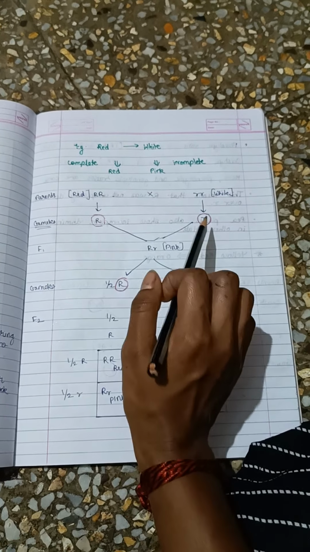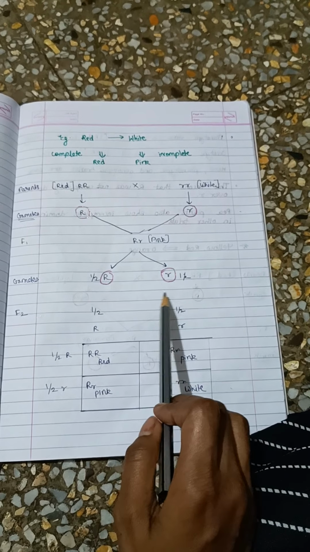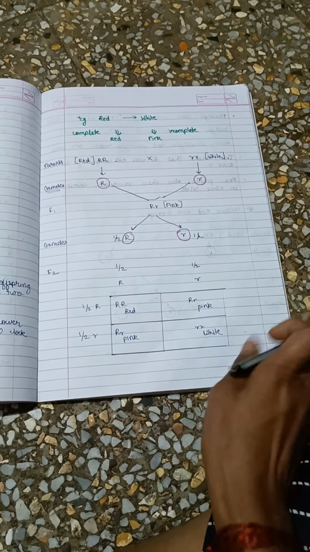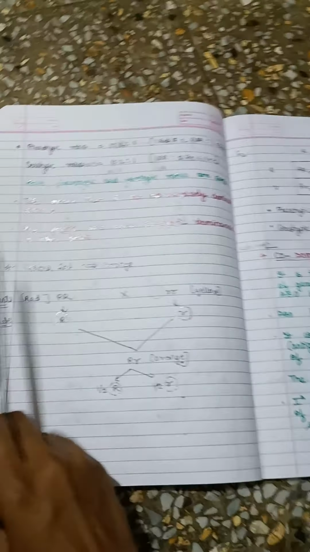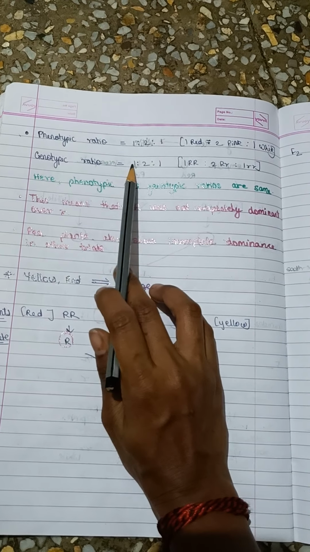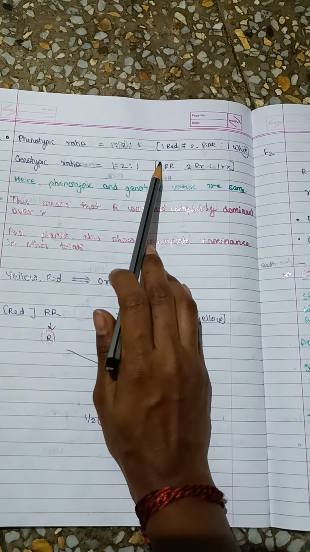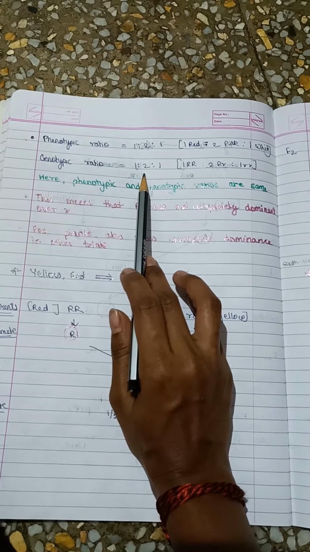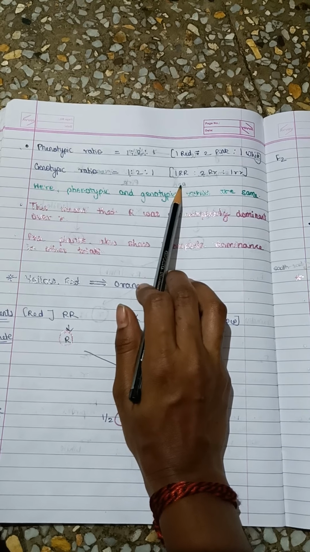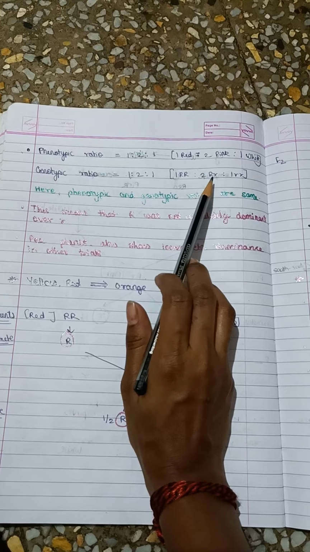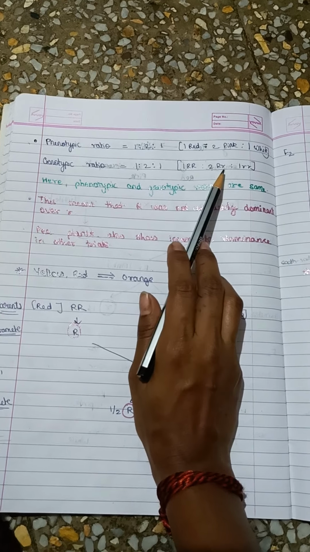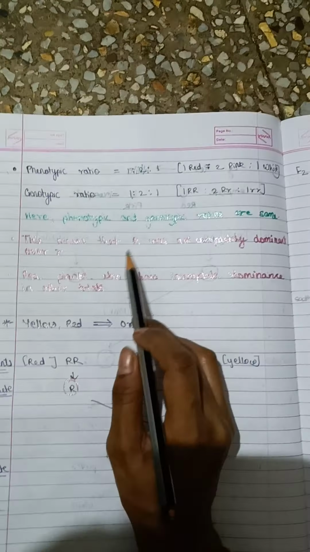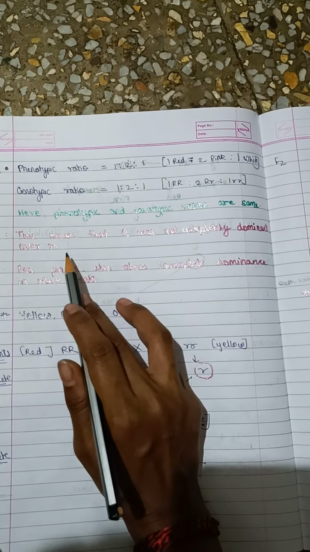Parents are capital R, capital R and small r, small r, which give gametes half R and small r. The table gives red, pink, pink, white. Phenotypic ratio comes to 1:2:1, in which 1 is red color, 2 is pink, and 1 is white. Then genotypic ratio comes to 1:2:1, in which 1 is capital R, capital R, 2 is capital R, small r, and 1 is small r, small r. Here phenotypic and genotypic ratios are the same. This means that R was not completely dominant over r.